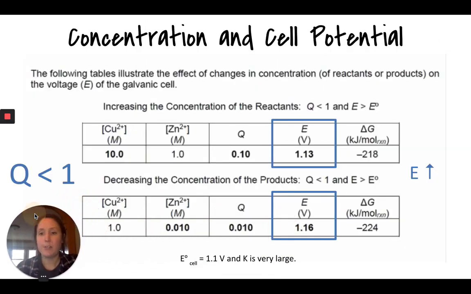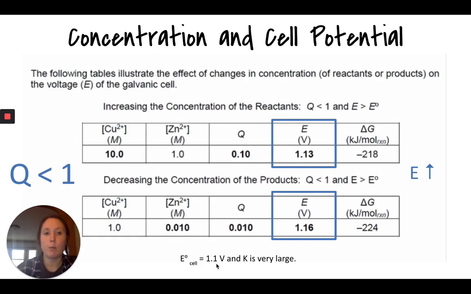So here's how this affects the cell potential and the voltage of our cell. This is a situation where Q is less than 1, which again means I've increased the concentration of my reactants, or I've decreased the concentration of my products. So in this first example, my reactants have increased. I've added more copper ions. Q is now less than 1, and if you'll notice, the voltage is now greater than what it was before.